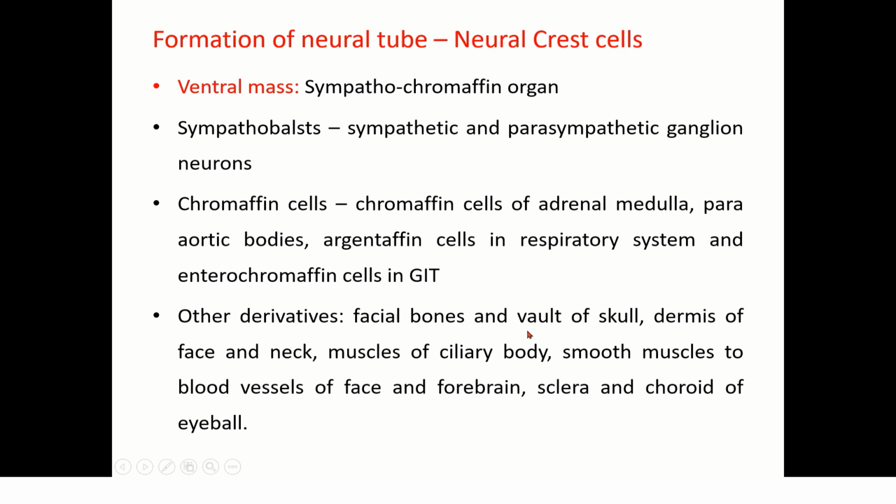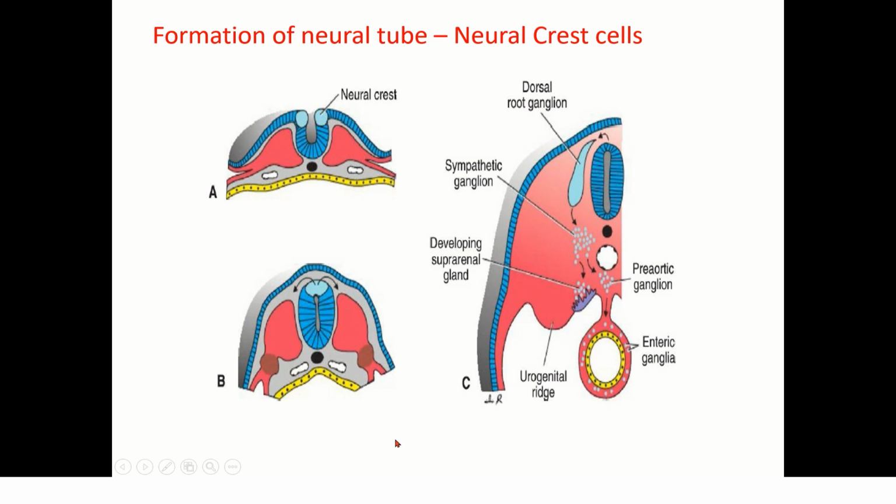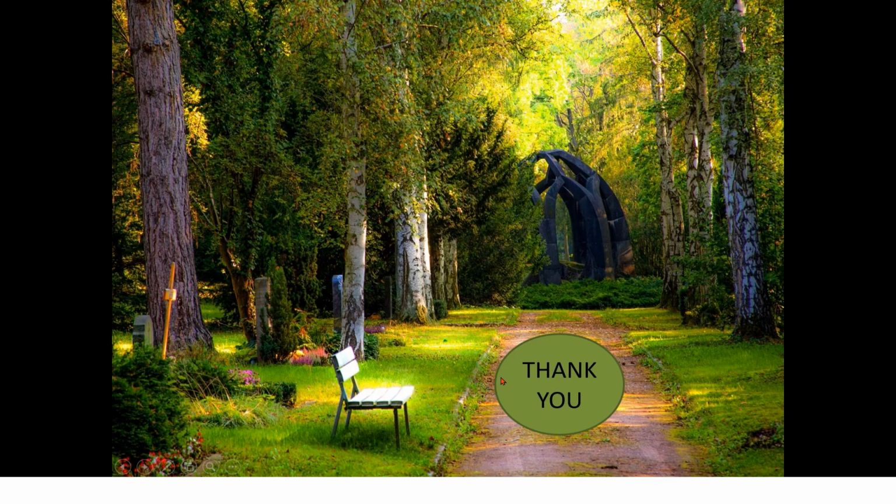Other derivatives include the facial bones and vault of the skull, dermis of the face and neck, muscles of the ciliary body, smooth muscles of blood vessels of the face and forebrain, and sclera and choroid of the eyeball. You can see here the lateral margin of the neural plate or the neural groove, you can see the neural crest. It is getting separated and lies between the neural tube and the surface ectoderm, which is giving rise to cells like sympathetic ganglia, chromaffin tissue, and you can see the preaortic ganglia.